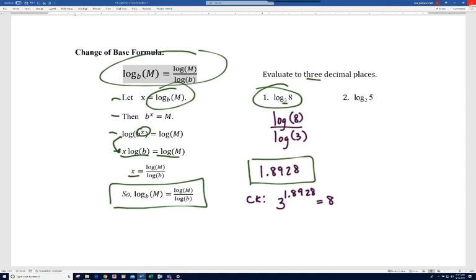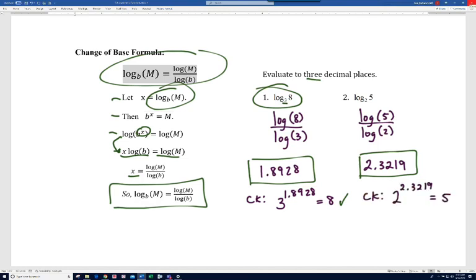All right, last one. Number 2, I would encourage you to go ahead and do this one. So you should have written the log of 5 over the log of 2. When you put that into your calculator, you get 2.3219. So again, we can check ourselves. 2 to that power should equal 5. And if you plug that in, you will find that that's true.